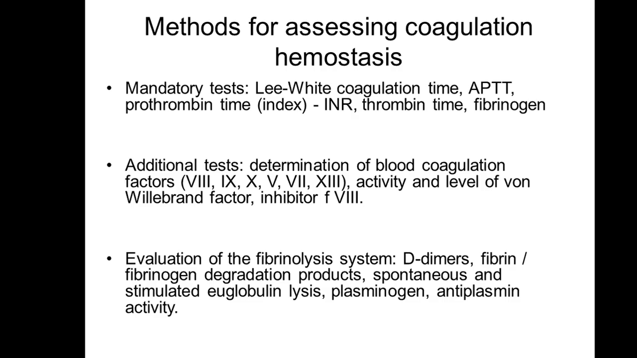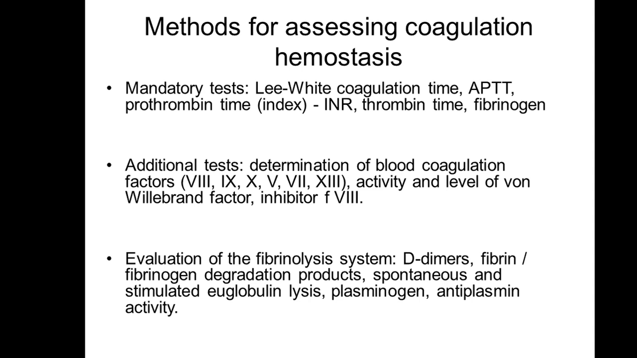And methods of assessing coagulation hemostasis and mandatory tests are Lee-White coagulation time, also enlarged, and activated partial thromboplastin time, prothrombin time, and prothrombin index, and also international normalized ratio, thrombin time, and fibrinogen. There are also additional tests to determine the coagulation hemostasis, determination of blood coagulation factors.